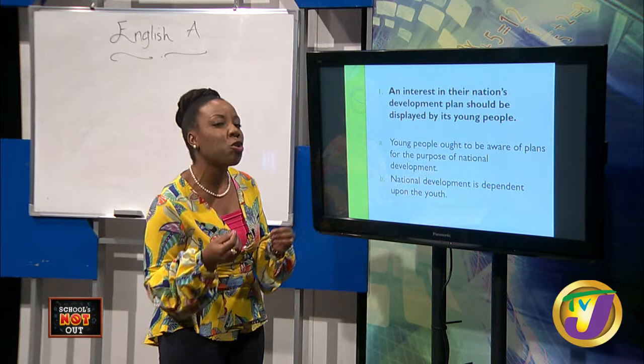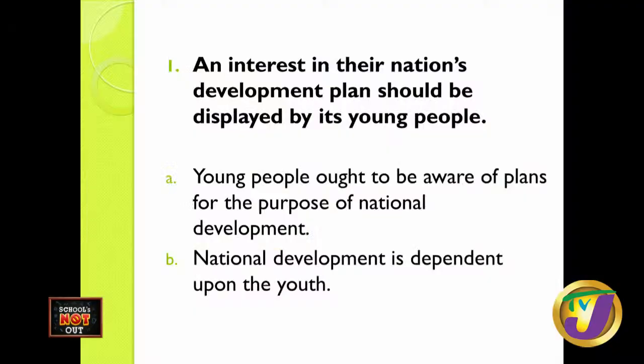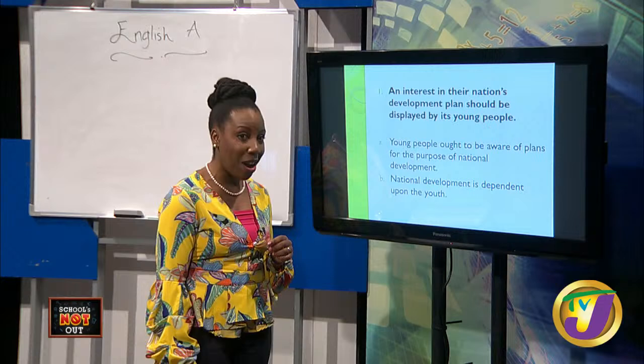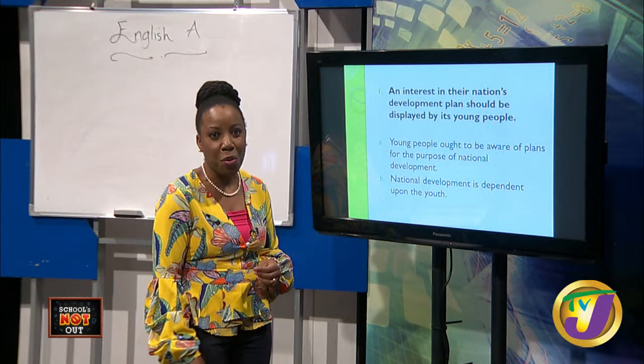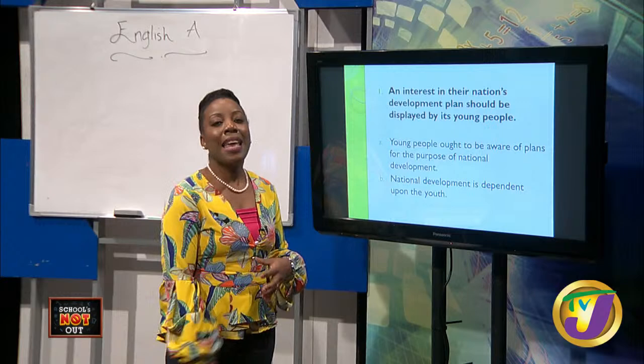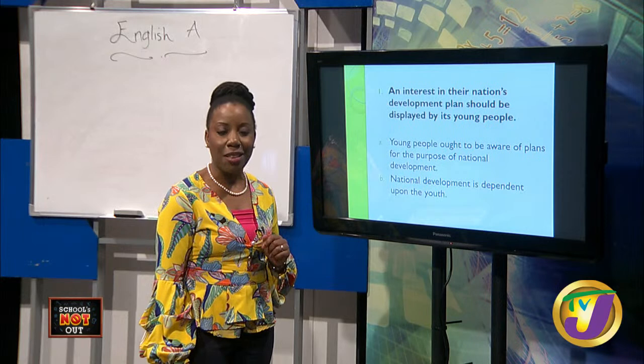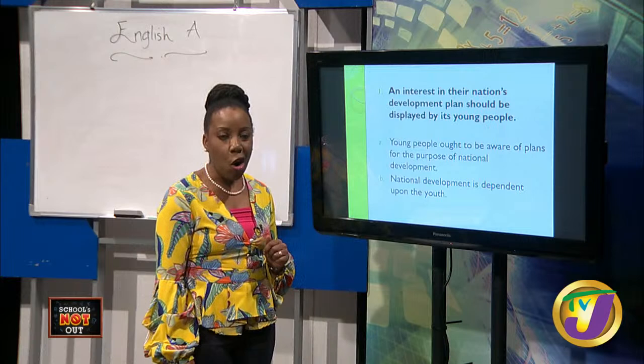Okay? And let's look at B. National development is dependent on the youth. Now, whilst the original sentence suggests that young people showing an interest in the nation's development plan is important, it does not convey the idea that national development is dependent on the youth, meaning if they do not play a robust role, if they don't show the interest, then the plans won't be materialized. That is not conveyed in the original sentence. So I hope you see clearly why neither A nor B could work as the equivalent sentence for this one.